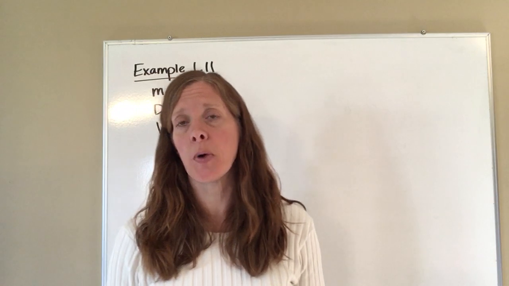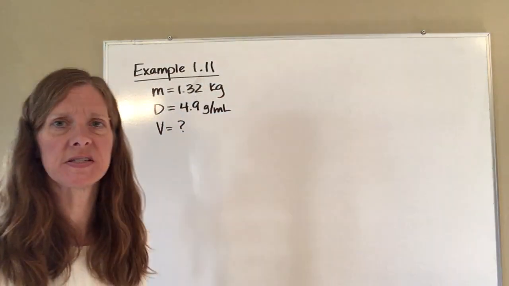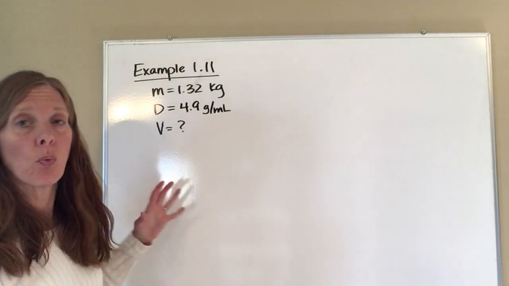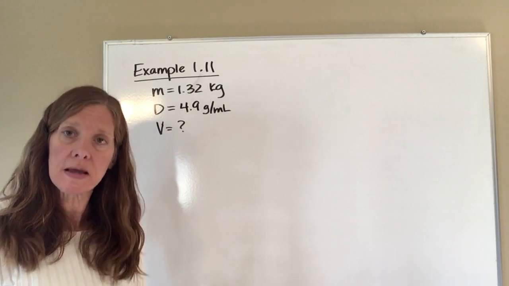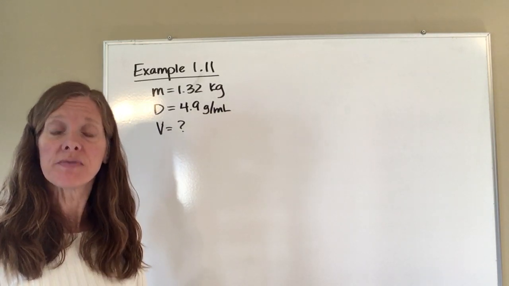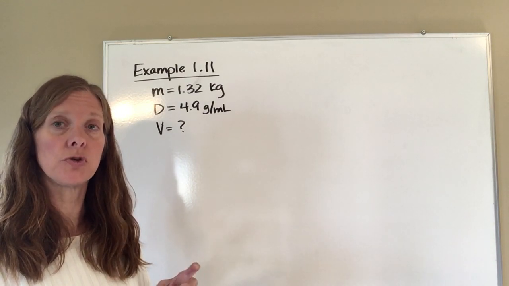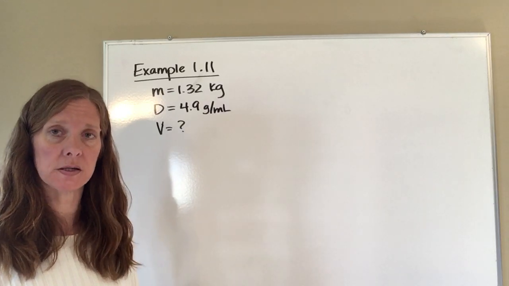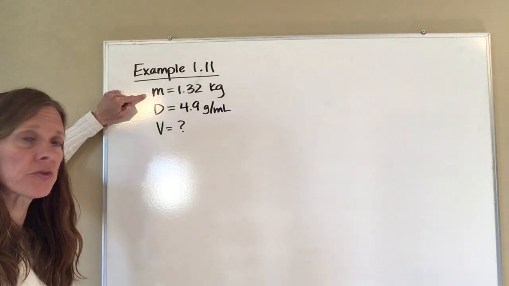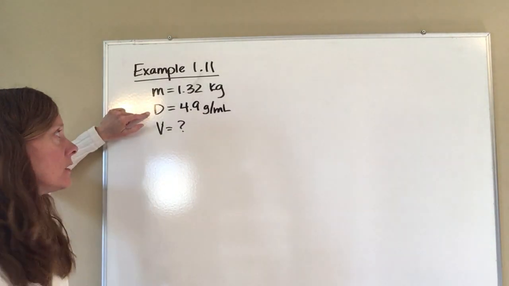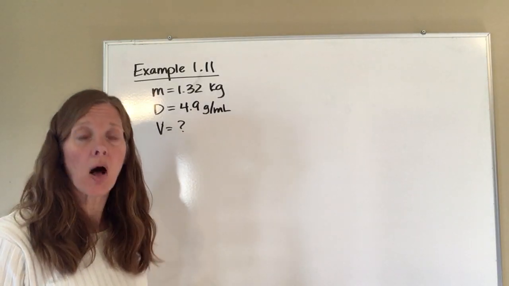Now, when you start working this problem, what I usually like to do when I set it up on my paper is to say, okay, what do I know? One thing that I do is, in place of writing out mass and volume and density, I'm going to use abbreviations, the first letter of those, to use the formula and to write down my quantities. So the mass, I'm using an M for mass. Mass is 1.32 kilograms. I'm going to use a D for density, and I know that that's 4.9 grams per milliliter, and I'm being asked what the volume is.